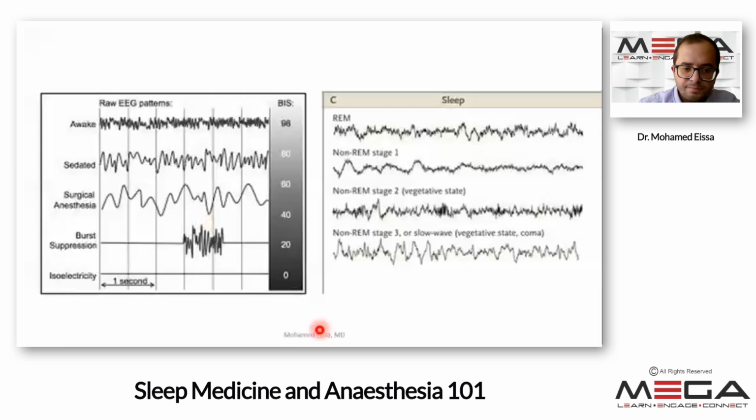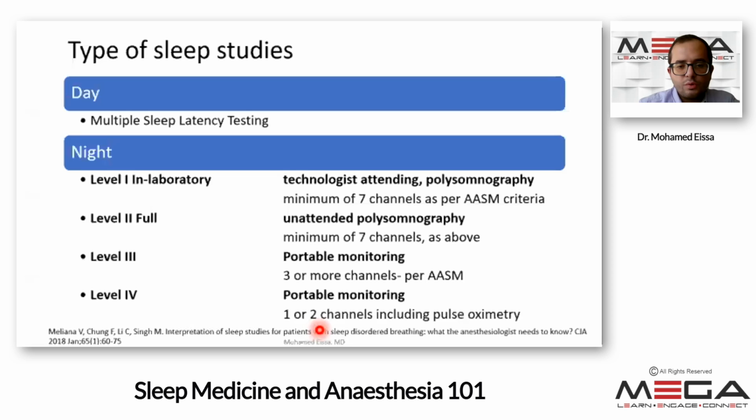Now let's talk about types of sleep studies. We have two major types. We have the daytime sleep study, or the multiple sleep latency testing, or MSLT, which we usually do to test for narcolepsy or excessive daytime sleepiness. And then we have the nighttime sleep studies, which can be further divided into four different types or four levels, as you can see here.